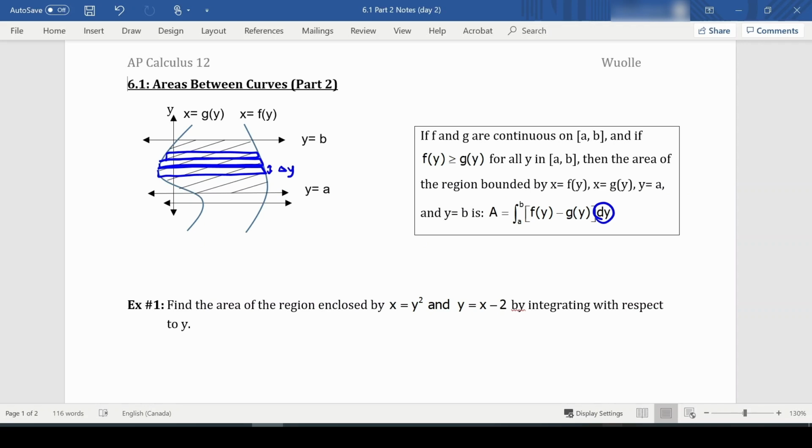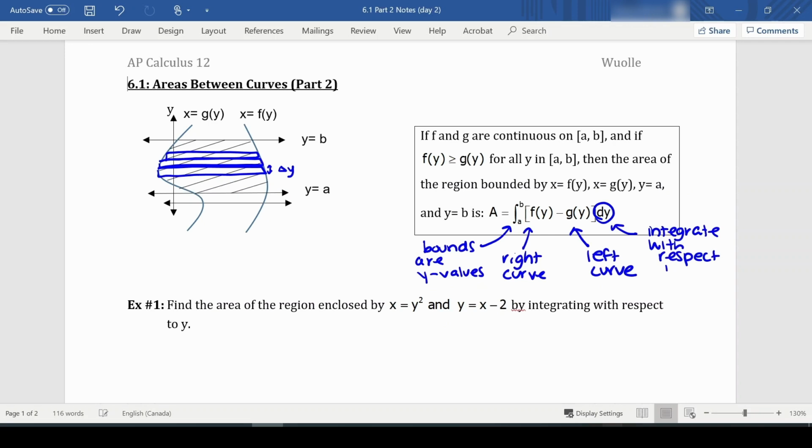We still have an upper and a lower bound, but these are now y values. All right, so we're going to still be integrating, but it is now right curve minus left curve, and our upper and lower bounds are now y values. And we will be integrating with respect to y. And that's because we're thinking of our rectangles as being horizontal instead of vertical.